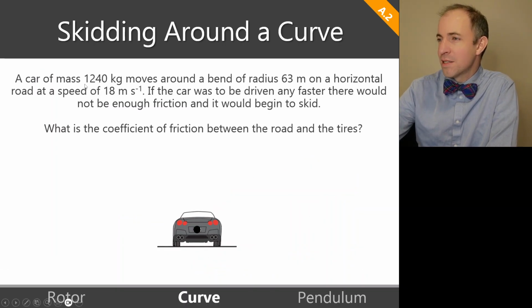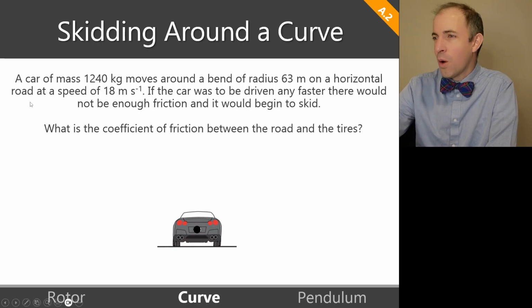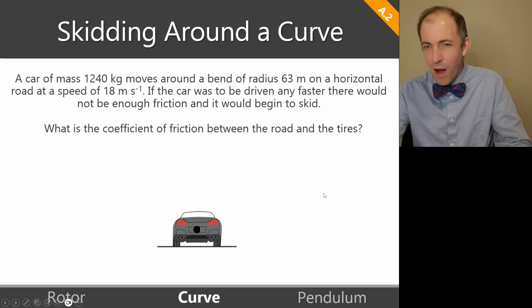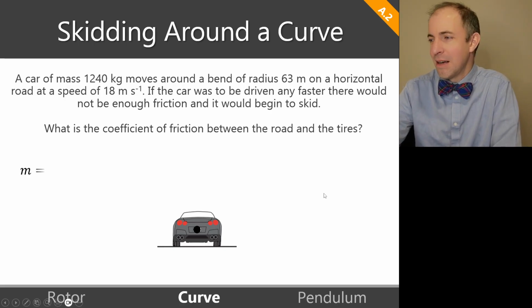A car of mass 1240 kilograms moves around a bend of radius 63 meters on a horizontal road at a speed of 18 meters per second. If the car was to be driven any faster, there would not be enough friction and it would begin to skid. What is the coefficient of friction between the road and the tires? All right, let's draw our free body diagram, draw the forces that are acting.